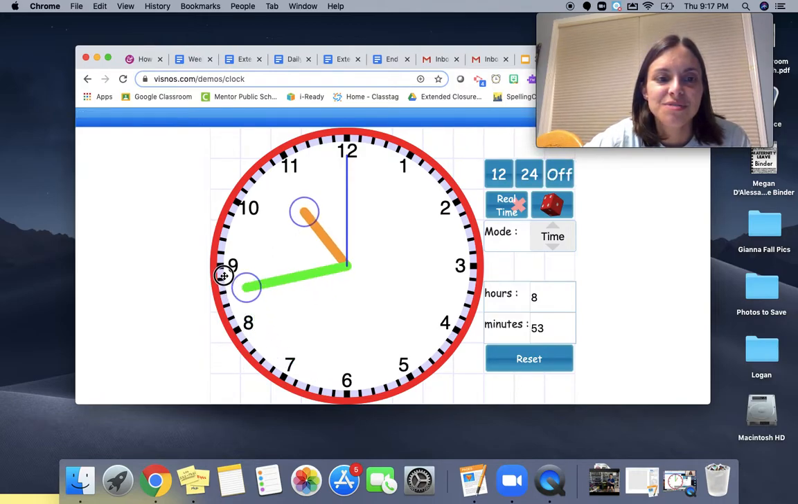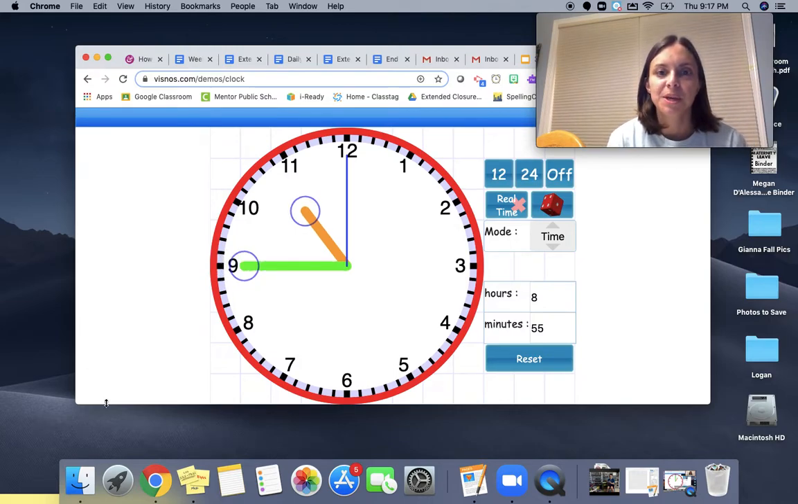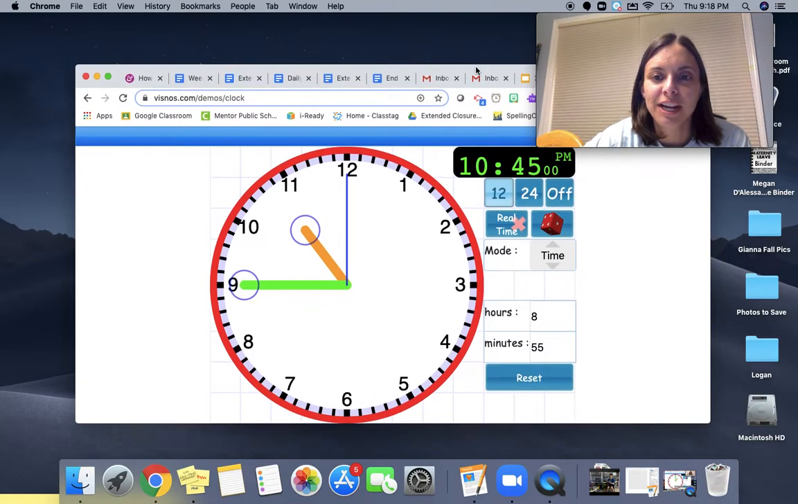Let's do this one. Pause the video so you can figure it out and write it down, and then unpause when you're ready to see the answer. Okay. This time is 10:45. You can see that it's shown right here.